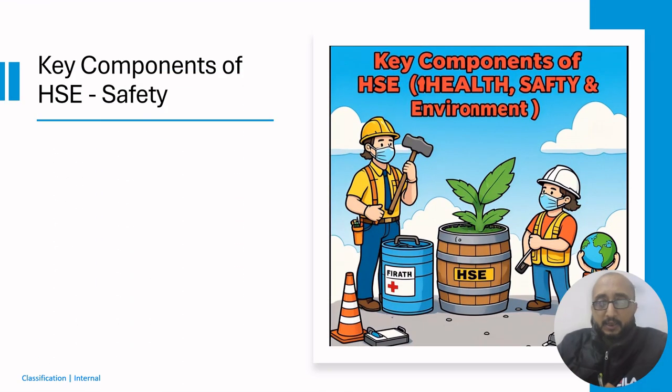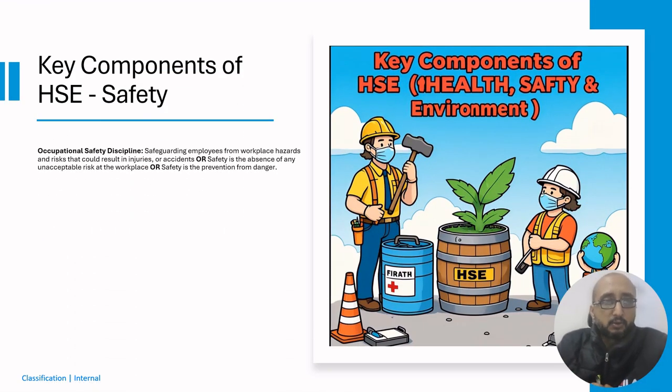Now look at the second component, which is safety. The occupational safety discipline is the process of safeguarding employees from workplace hazards and risks that could result in injuries or accidents. Or simply said, safety is the absence of any unacceptable risk at the workplace.